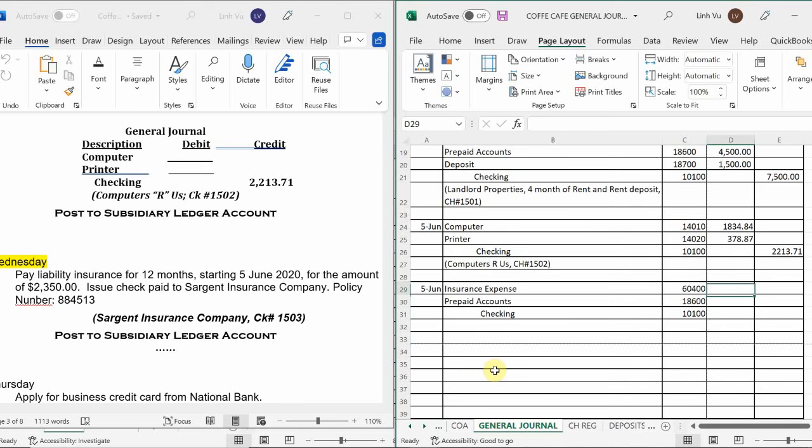So in this case, how am I going to figure out how much the insurance cost me if I have it for 12 months for a total of $2,350? How do I know how much it's going to cost me per month? Divide by 12. Good, right? We're going to take 2,350 and we're going to divide that by 12. And how much a month is going to be my insurance?